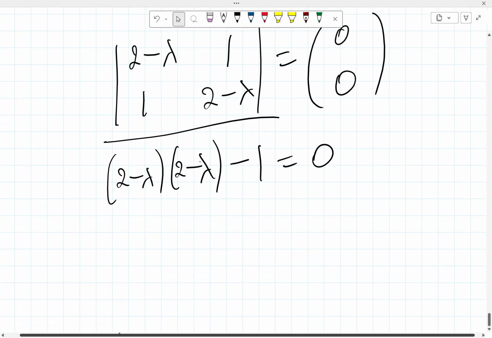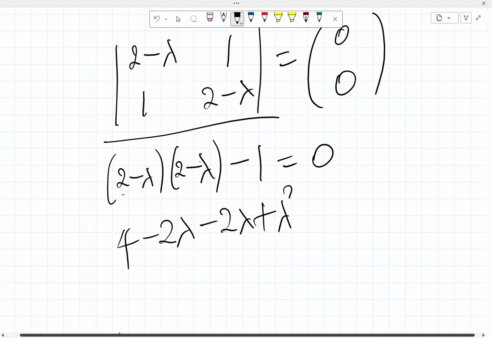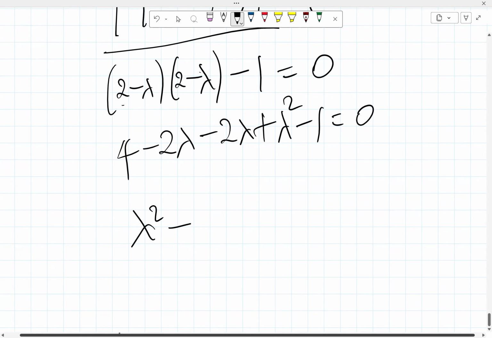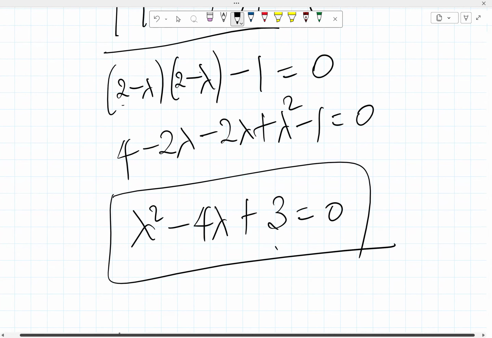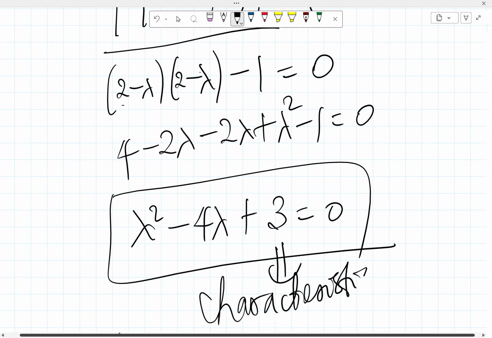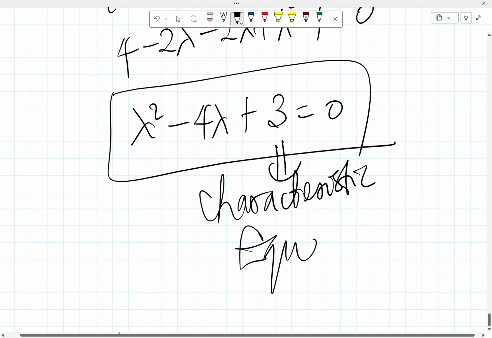Now you can expand all of that. You have 2 times 2, 4. 2 times minus lambda, minus 2 lambda, minus lambda times 2, minus 2 lambda, minus lambda times minus lambda is plus lambda squared, minus this 1 equals 0. So you can tidy all that up: lambda squared minus 4 lambda, because minus 2 lambda minus 2 lambda is minus 4 lambda, then 4 minus 1 is now 3, equals 0. This is what you call the characteristic equation, which when solved gives you the eigenvalues.